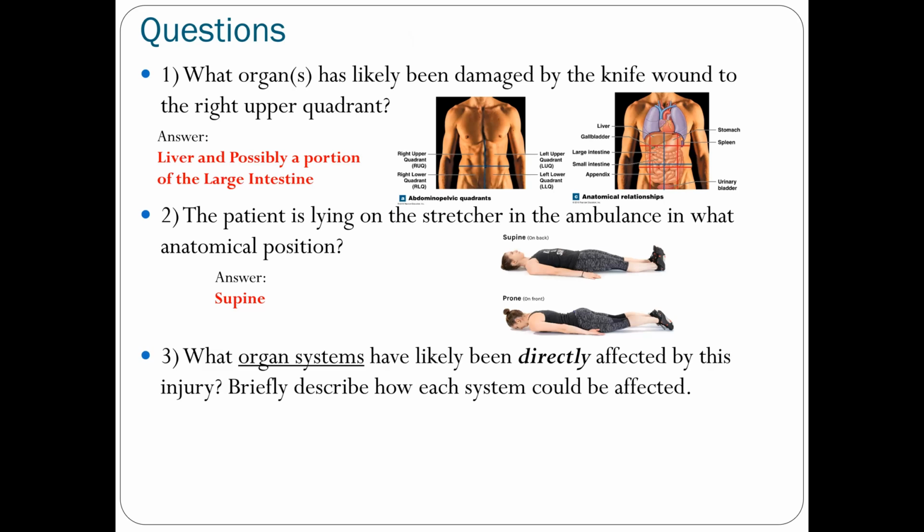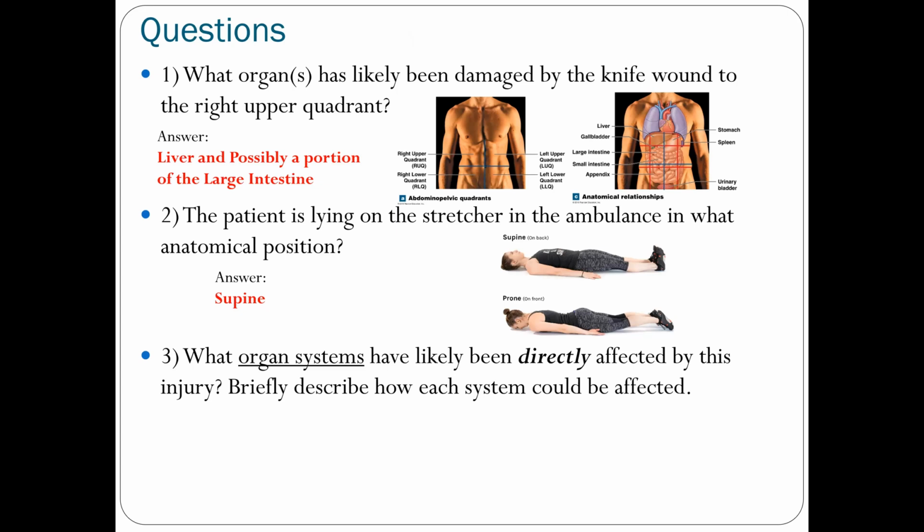Question 3. What organ systems have likely been directly affected by this injury? Briefly describe how each system could be affected. So there are multiple possible answers for this one, and the purpose of this question is to get you thinking about the different systems, organ systems, and where they are located and what their functions are.